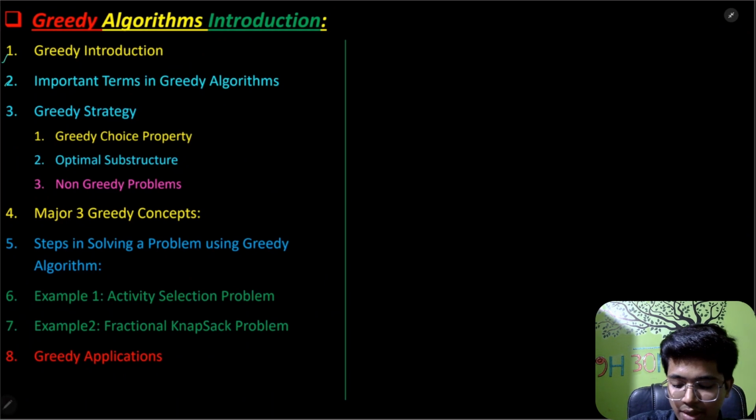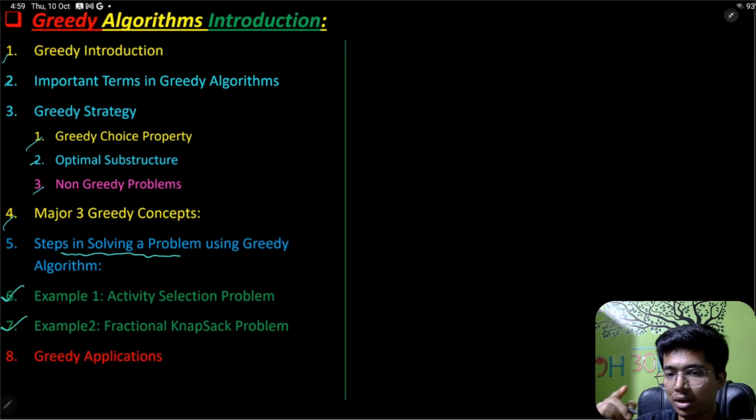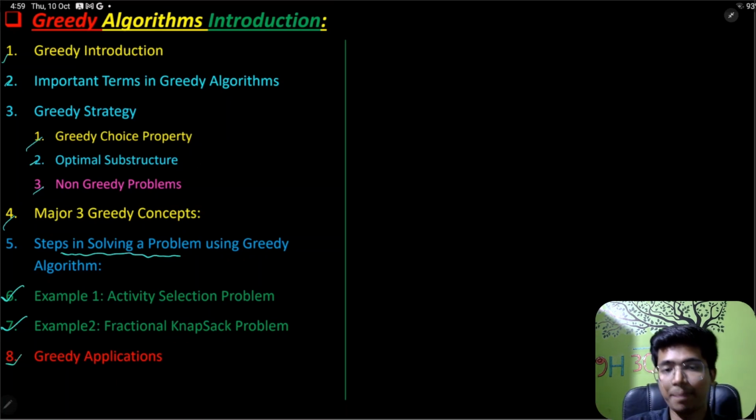Then the greedy strategies. Greedy algorithms have three strategies: greedy choice property, optimal solution, and non-greedy problems. We'll be understanding those. Then the major three greedy concepts, and then we'll be learning how we can solve problems step by step using the greedy algorithm. Then the examples, activity selection problem and fractional knapsack problem, that we'll be studying in the next class, not in today's session but in the next session. And then the greedy application.